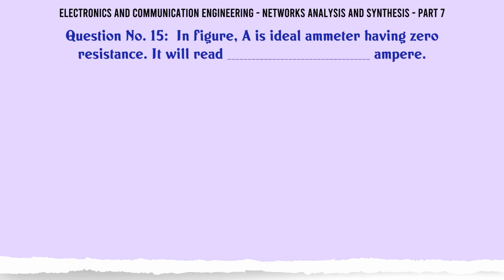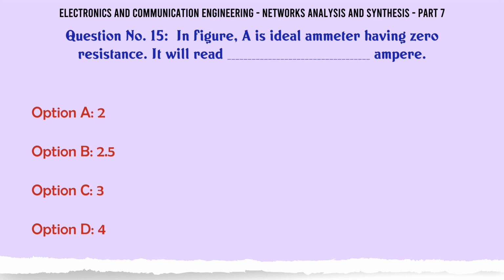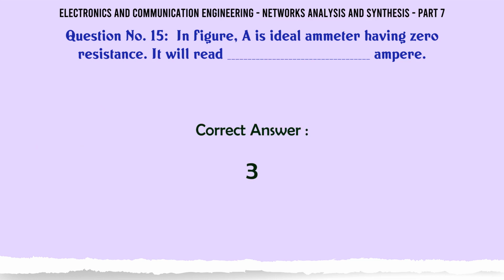In the figure, A is an ideal ammeter having zero resistance. It will read, in amperes: A, 2; B, 2.5; C, 3; D, 4. The correct answer is 3.